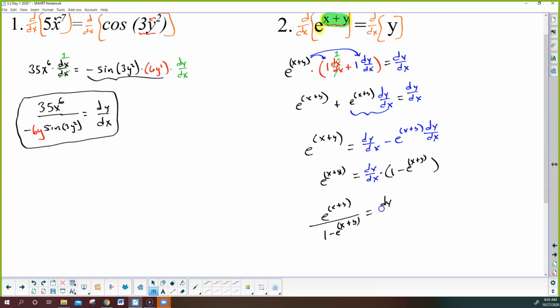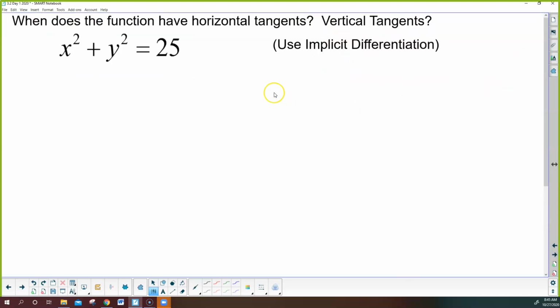And what's left over is dy dx. Now, don't get scared, okay? This is kind of challenging, but we'll get there. And eventually you're going to look at this problem as pretty routine. Okay, so let's try this one.